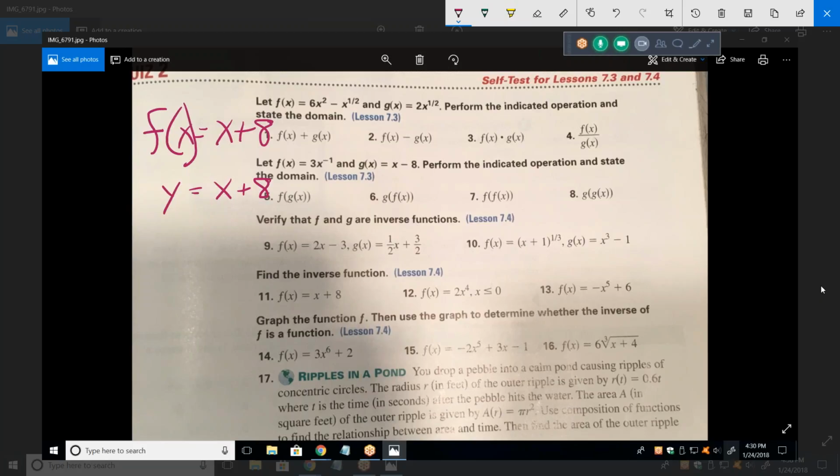Now, what two things do you do to solve for the inverse of f of x? You change it to y, switch the variables, that's step 1, and then you solve for y. Okay, that's it. That's the only 2 steps you need to do. Well, when I switch the variables, it becomes x equals y plus 8. Now solve that for y.